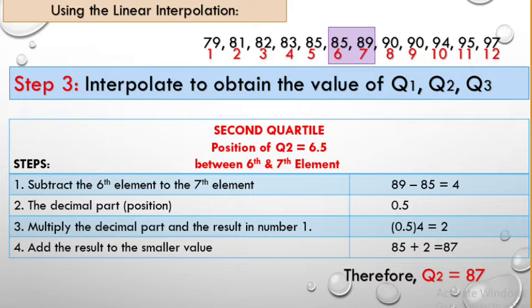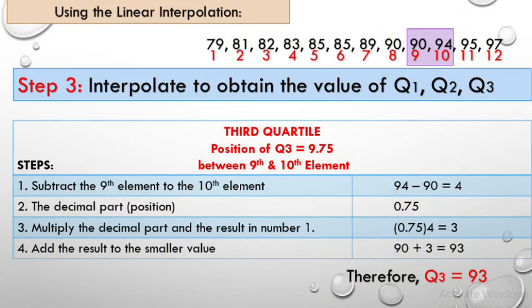That is 2. And add the result to the smaller value. Sa dalawang elements na ginamit natin, ang 6th element ay ang may smaller value. 85 plus 2 equals 87. So therefore, quartile 2 is 87. Pareho po kaninang resulta gamit yung ating first method.